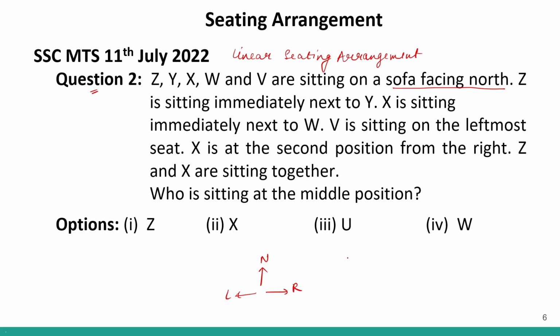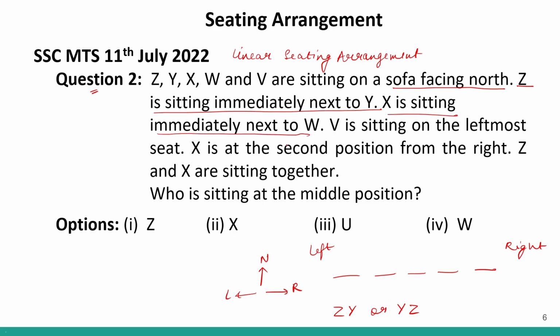And we have 1, 2, 3, 4, 5 people. So we will have 5 places. This will be the left end and this will be the right end, correct? Now, Z is sitting immediately next to Y. It could be like this or it could be like this also, because whether it is to the right of Y or left to the Y, it is not given to us. X is sitting immediate next to W.